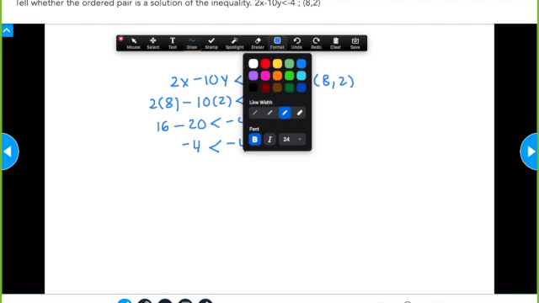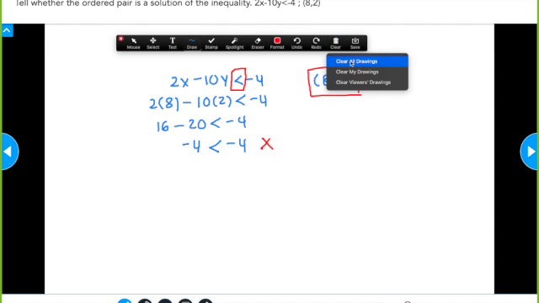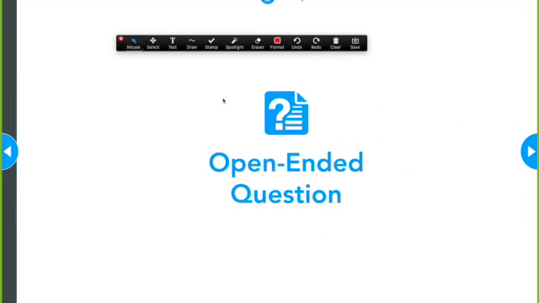Now this is actually a false statement because negative 4 is not smaller than negative 4. They are equal to each other, but they're not smaller than each other. And so because of that, we have to say here that 8, 2 is not a solution when we have that inequality statement where we use that less than symbol. So if we're thinking about that information, then I have a question here.